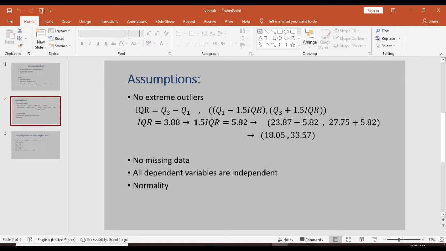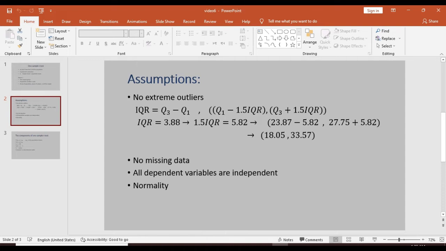And the second assumption is there is no missing data. In our data set, we have two missing data, but you will see that SPSS automatically excludes missing data from your data set. And the third assumption is that all our dependent variables are independent, which means that scores in one part of our sample do not affect the scores in other parts of our data set, which here all our dependent variables are independent.